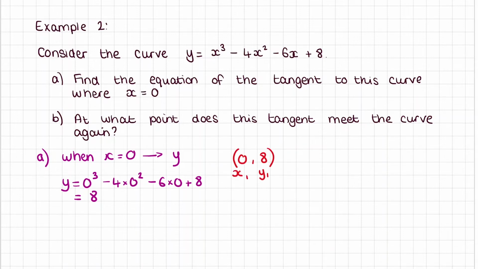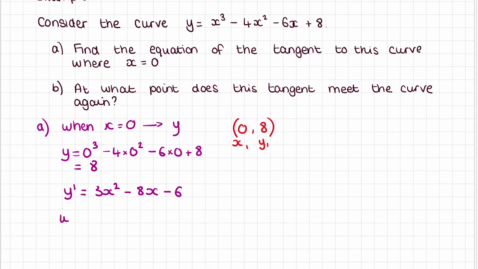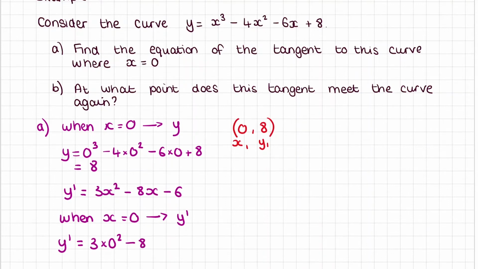Now from there we need to find the derivative. So then we want to find out what y dash equals. x cubed becomes 3x squared, minus 4x squared becomes minus 8x, minus 6x will be minus 6, and the 8 will just disappear. And then from there, we need to sub our x equals 0 into that equation. We will work out that that's 3 times 0 squared minus 8 times 0 minus 6. So you see our gradient then is just minus 6. So our m would be minus 6.